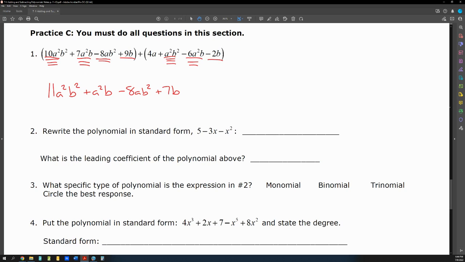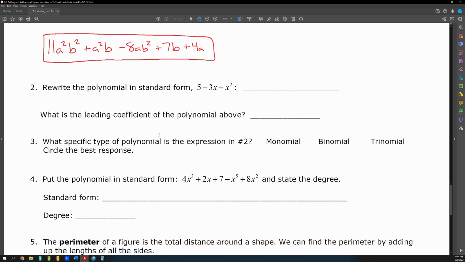And finally, that 4a has nothing to combine with, so it just gets tacked on at the end. None of these terms in our polynomial are like terms, so we are done. And again, standard form is that decreasing power order.